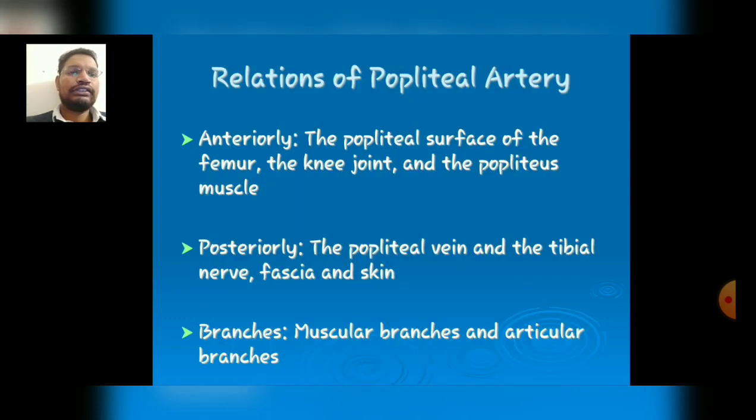So what are the relations of the popliteal artery? Anteriorly, the popliteal surface of the femur, the knee joint and the popliteus muscle. Posteriorly, it is covered by the popliteal vein and the tibial nerve, fascia and the superficial skin. And there are some branches, namely the muscular branches and the articular branches. So next is the popliteal vein.